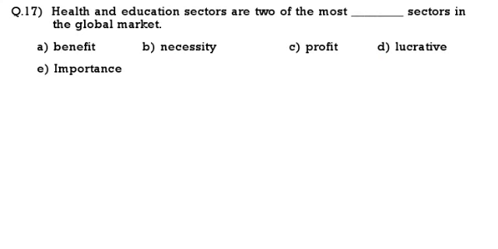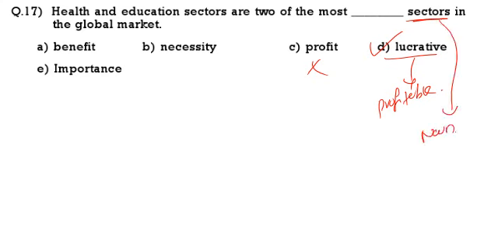Health and education sectors are the two of the most dash sectors in the global market. Two most profitable or lucrative. We should not use profit, we can use profitable or lucrative. Lucrative means profitable. Health and education sectors are the two most lucrative sectors. So here we should use the adjective to modify the noun sectors. What type of sectors? Profitable sectors. So we should use lucrative. Lucrative is the correct thing.